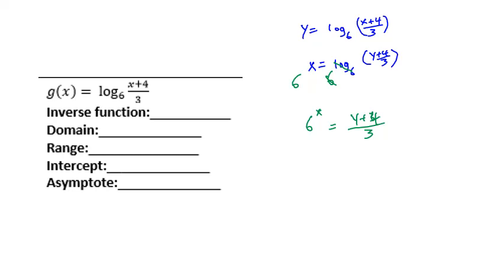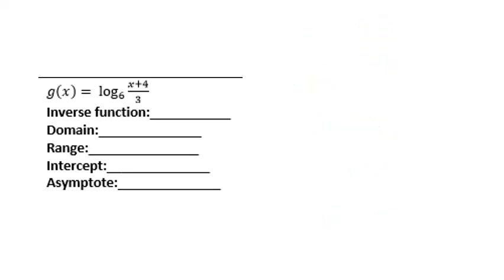To get the y by itself, we're going to multiply both sides by 3. These would eliminate. So we're left with 3 times 6 to the x is equal to y plus 4. So then we're going to subtract 4 from both sides to get y by itself. And we're left with 3 times 6 to the x minus 4 is equal to y. So our inverse function would be g inverse of x is equal to 3 times 6 to the x minus 4.